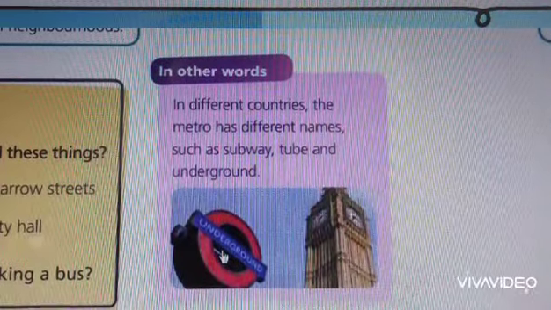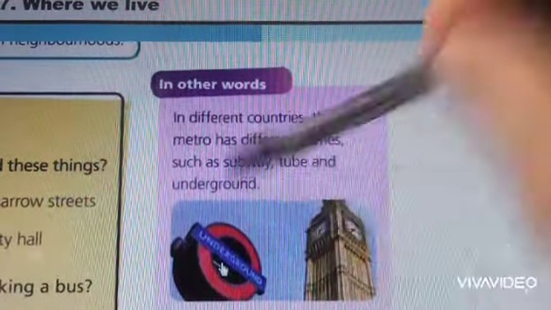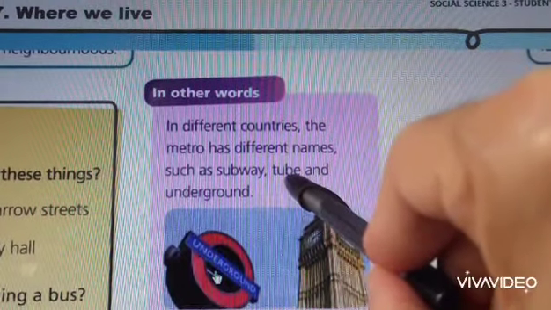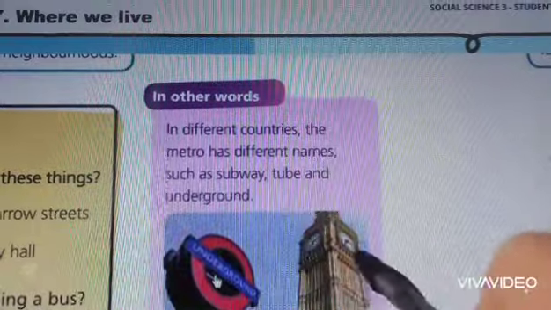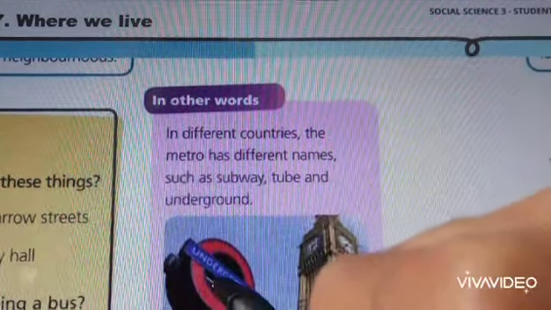In some countries, they call the metro subway, because it's a way under the ground, subway. Or in other cities, they call the metro tube. Or in London, for example, they call the metro system underground.